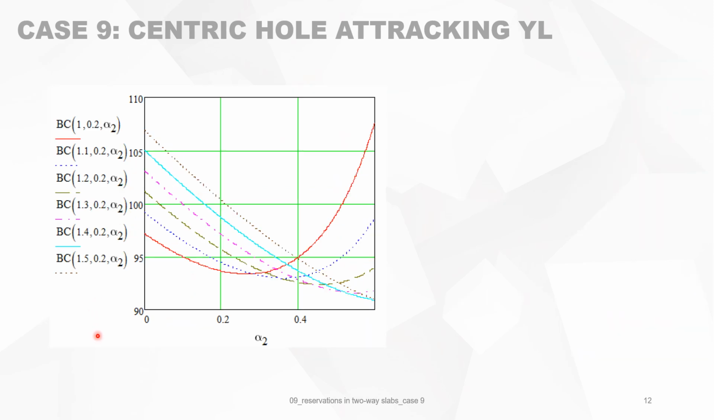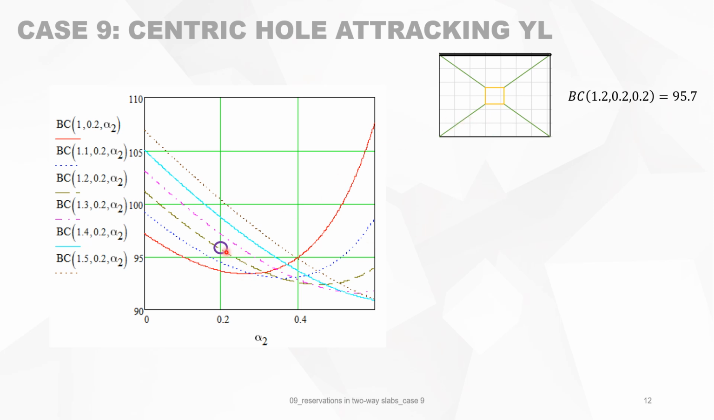So we can now put the bearing capacity in a graph to understand a little bit more. The x-axis is alpha 2, which is the longest side of the reservation. And for the bearing capacity, we draw different curves for different geometries of the slab, B over A, with a fixed value of the smallest size of the reservation, which is 1/5 of the smallest size of the slab, all in function of alpha 2.